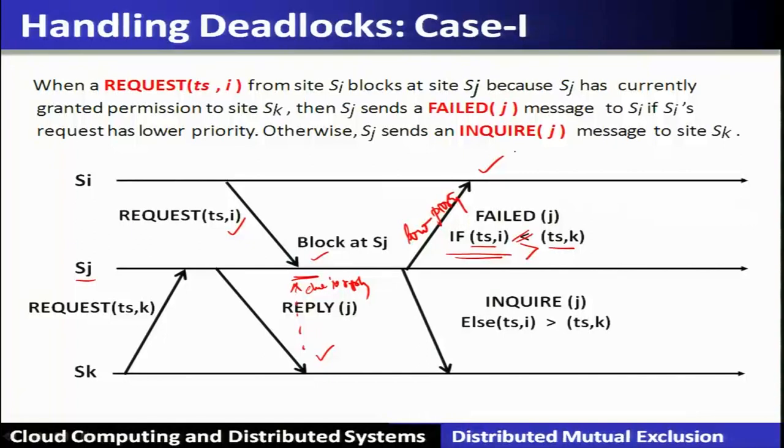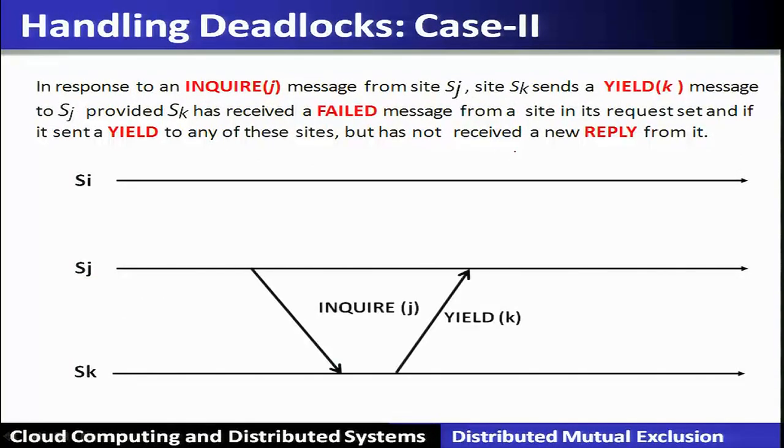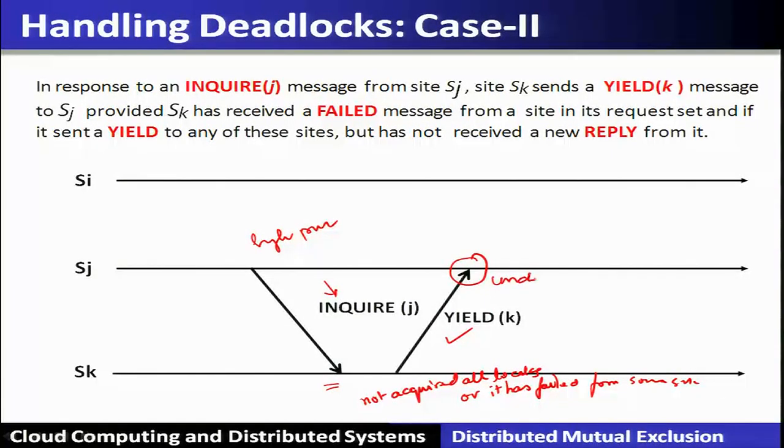So let us see this example here. If it is the higher priority, then it will send an inquire message to find out the status of the lock. If it is found that Sk has not acquired all the locks, or it has failed from some site, then in that case Sk will yield the lock. Sj will understand that this lock is free.